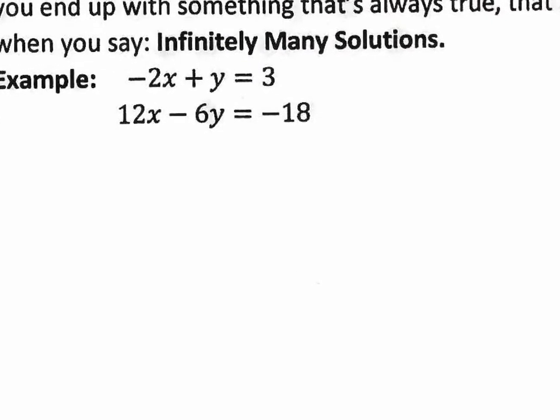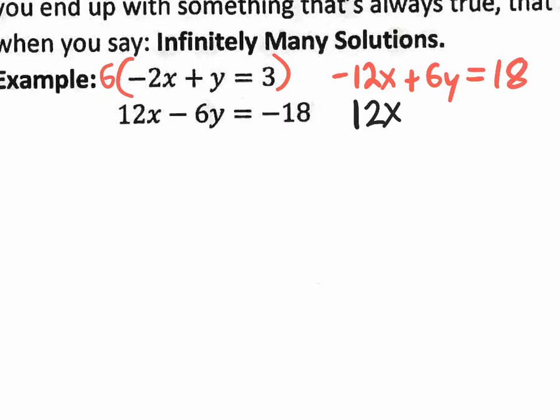Let's go for this one. Do you guys want to eliminate the x's or the y's? The y's. Okay, if I want to eliminate the y's, I need to multiply the top equation by what? 6. Let's multiply the 6 to all of them. 6 times negative 2x, negative 12x. 6 times y, positive 6y. 6 times 3, 18. The bottom one stays exactly the same.